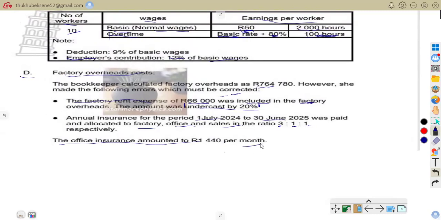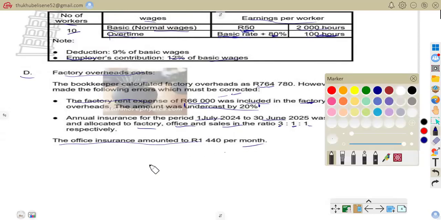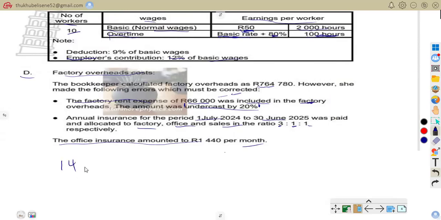So what we are going to do here is simple. We are just going to say 1,440 per month multiplied by 12. And we are going to get how much? 17,280. That is the answer that we want. We don't want much.